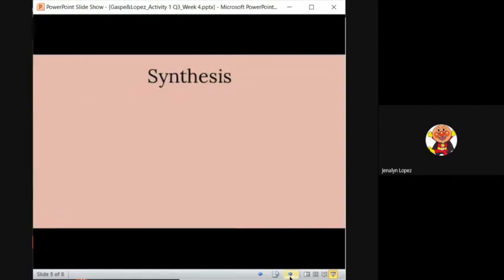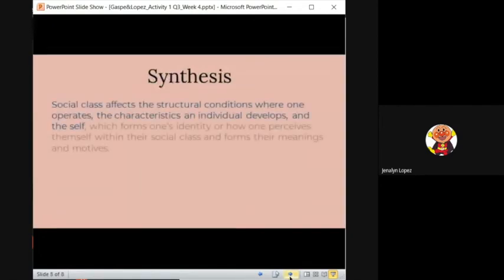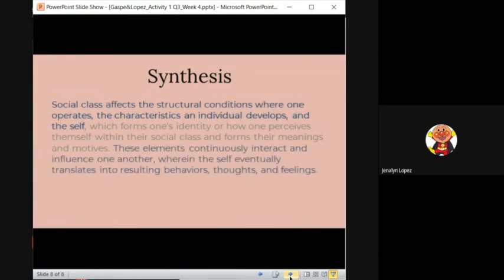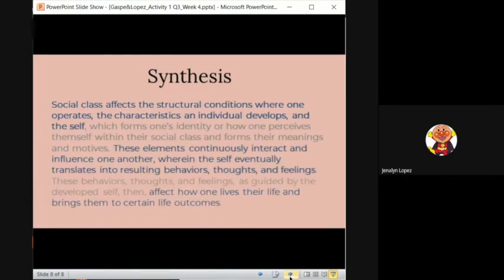This is like, parang overall lang namin. So, social class affects the structural conditions where one operates and the characteristics an individual develops in the self, which forms one's identity or how one perceives themselves within their social class and forms their meanings and motives. These elements continuously interact and influence one another, wherein the self eventually translates into resulting behaviors, thoughts, and feelings. And these then affect how one lives their life and brings them to certain life outcomes.